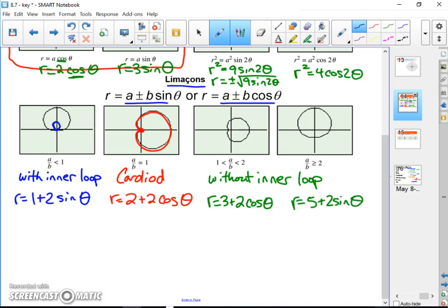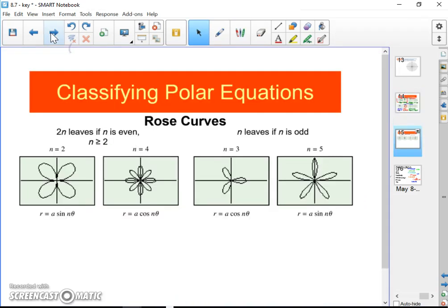You want to pay attention to the numbers. The cardioid is the easiest one to pick out because those two numbers will be equal. If those two numbers are equal, it's going to be a cardioid. If this number is bigger than this number, it's going to have an inner loop. Otherwise, if this second number is smaller than the first number, it's not going to have an inner loop. So those are the limacons. So we've got circles and lemniscates and limacons and roses.